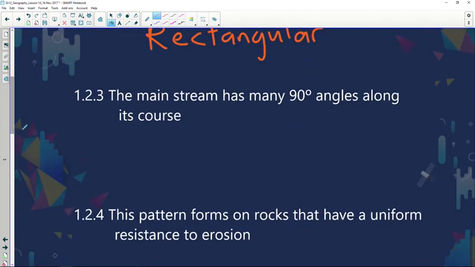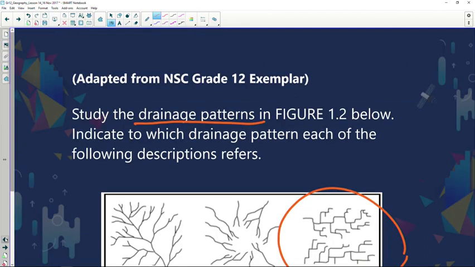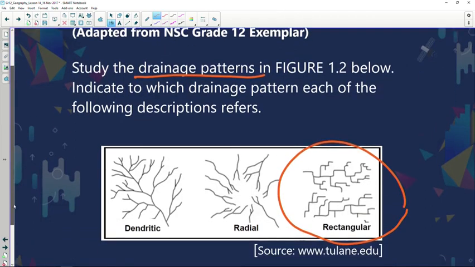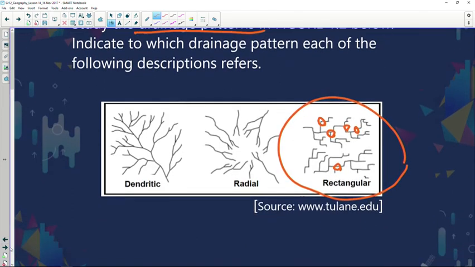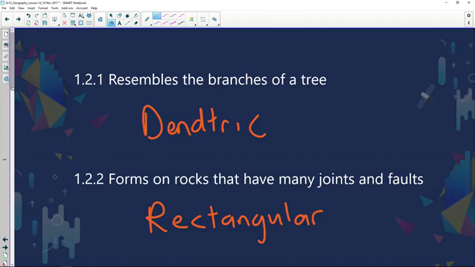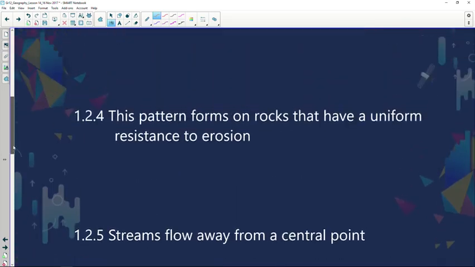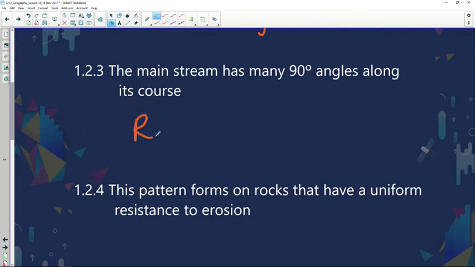The mainstream has many 90-degree angles along its course. Now, if you quickly look at the diagram, look at all the many 90-degree angles over there. You can see them situated over there. They join at 90-degree angles. And that will obviously also be the rectangular pattern.